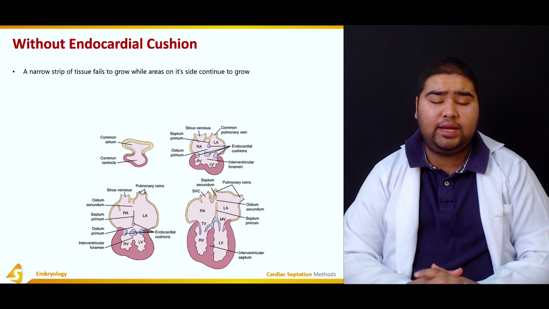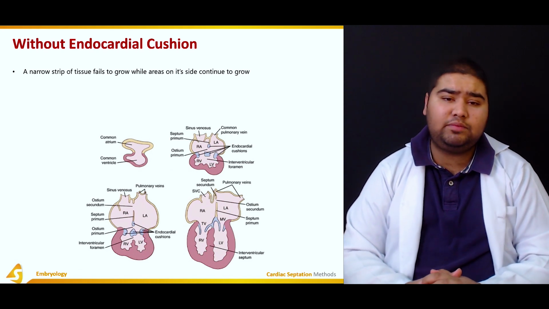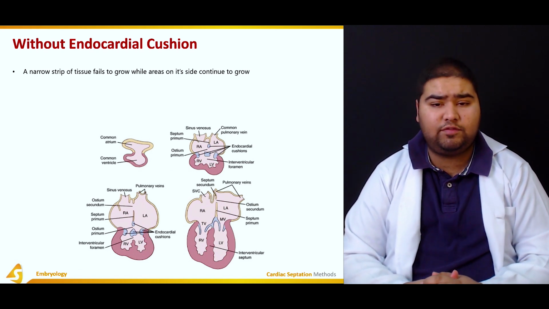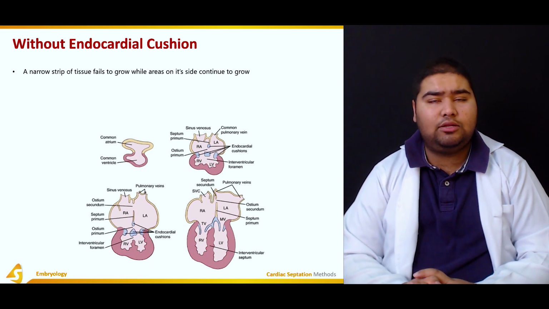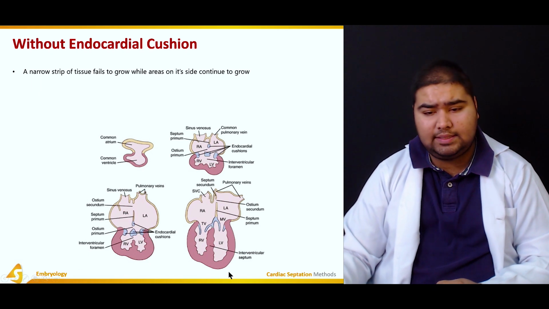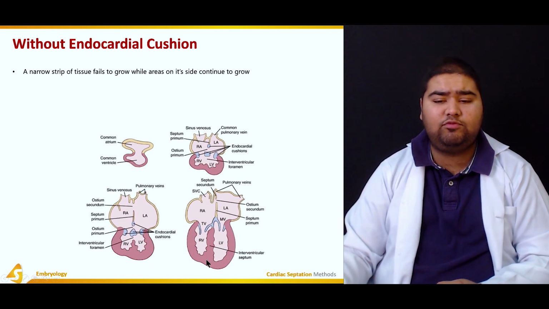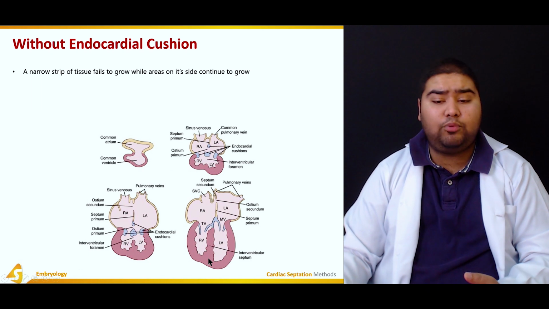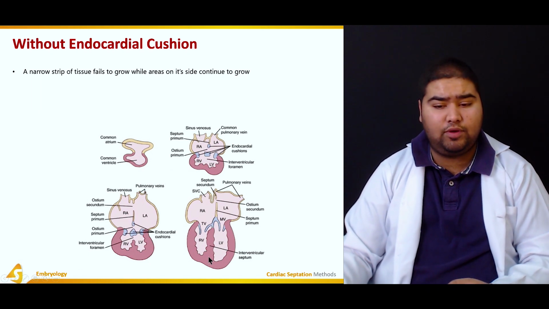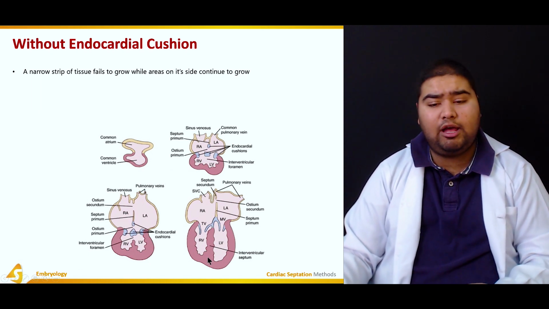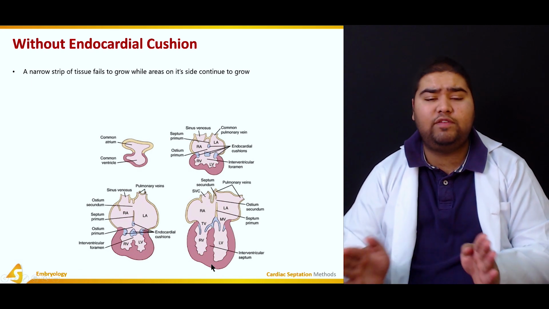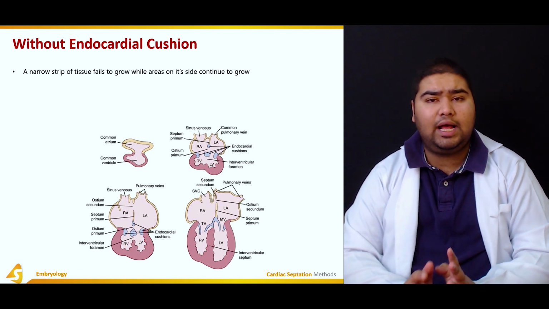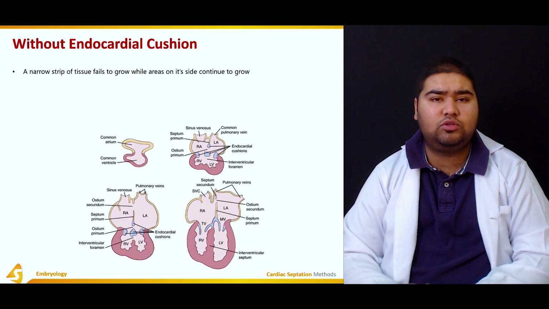It more commonly occurs in the ventricular septum, so we'll talk about it. A narrow strip of tissue may fail to grow, while areas on its side continue to grow. For example, a certain piece of tissue at the cursor of my pointer may fail to grow here. If the tissue fails to grow, however, the tissue around it may continue to grow, as a result of which this growing tissue may overlap this failed tissue and the septum may be formed whatsoever.